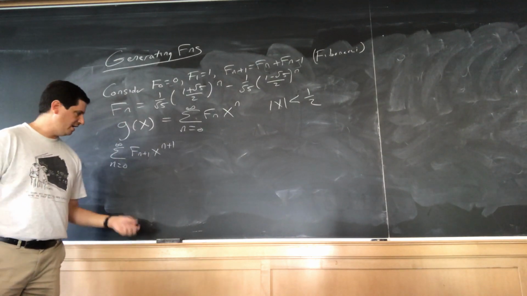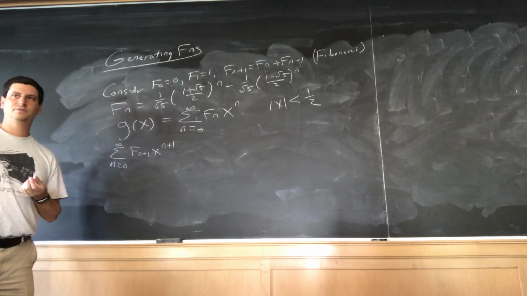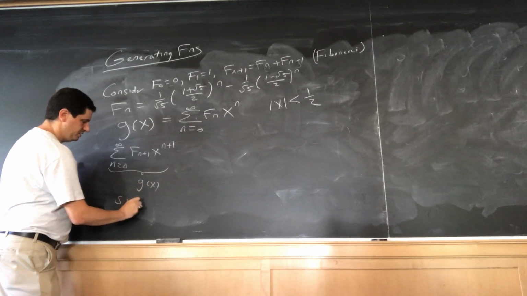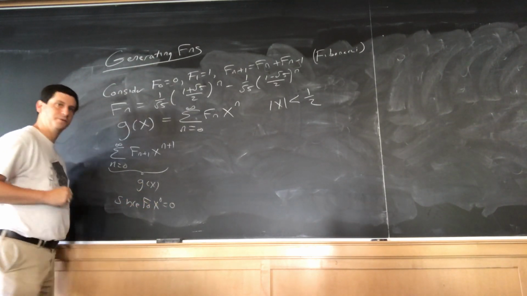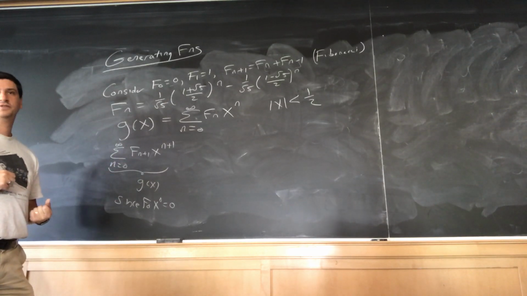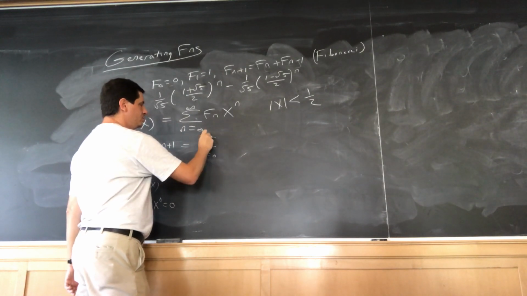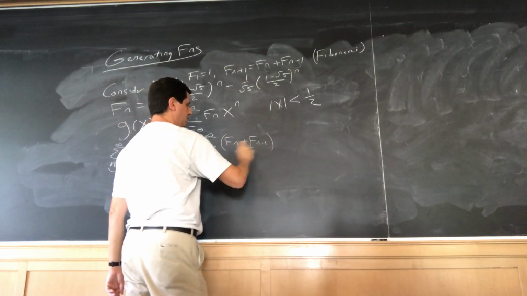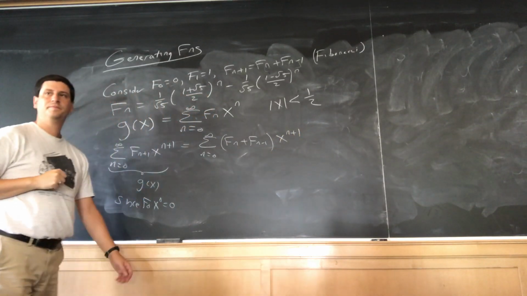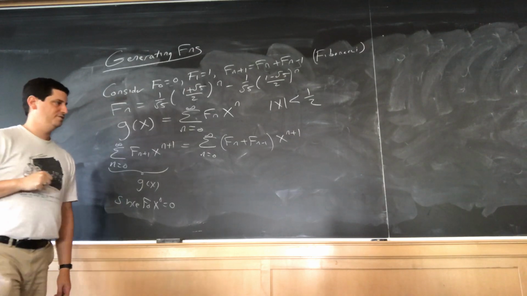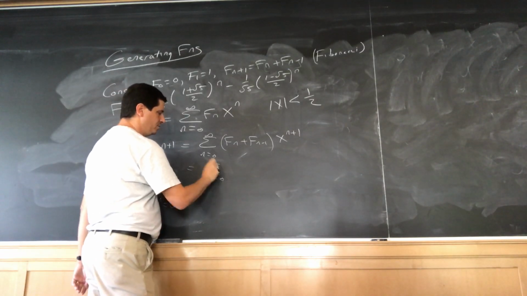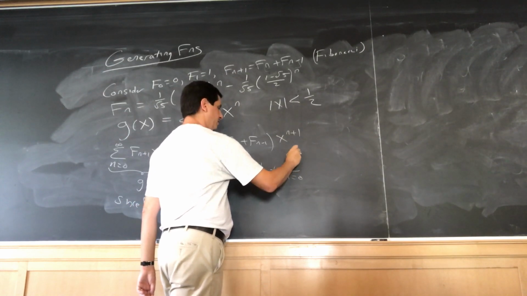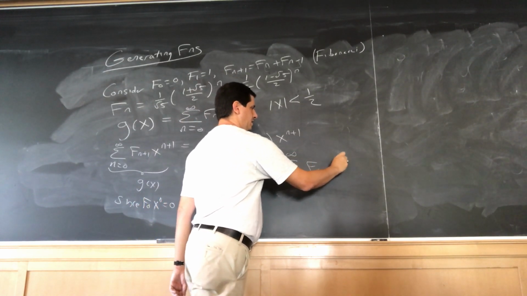Oh, but what is it? f0 x^0 is 0. So this is actually the same as g of x, since f0 x to the 0 is just 0. So this is just another way of writing g of x. This is the same as the sum as n goes from 0 to infinity of (f(n) + f(n-1)) x^(n+1). And now it all comes down to, let's do algebra well. This is the same as the sum from 0 to infinity of f(n) x^(n+1) plus the sum from 0 to infinity of f(n-1) x^(n+1).